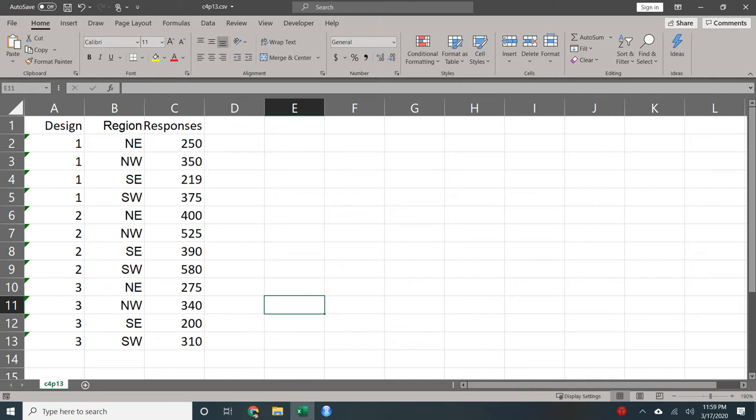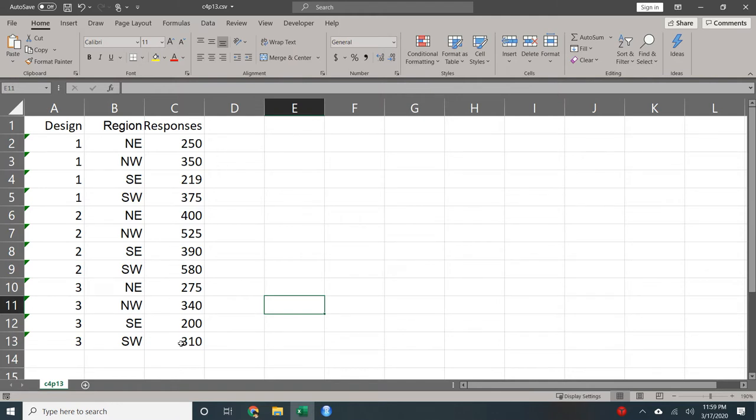In this video, we'll be demonstrating how to analyze data that have come from a randomized complete block design experiment using R. Now I'm going to be using a data set from chapter 4. I think this is from problem 13, where we're sending 3 different types of design materials, advertising materials, and determining the number of responses that we're getting.